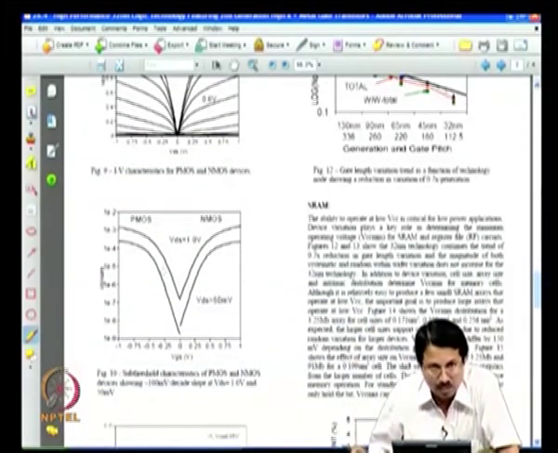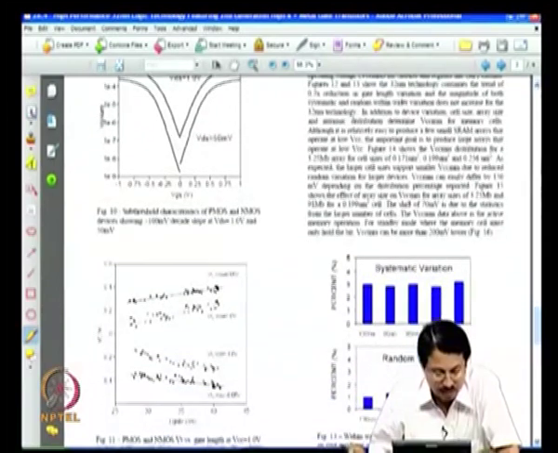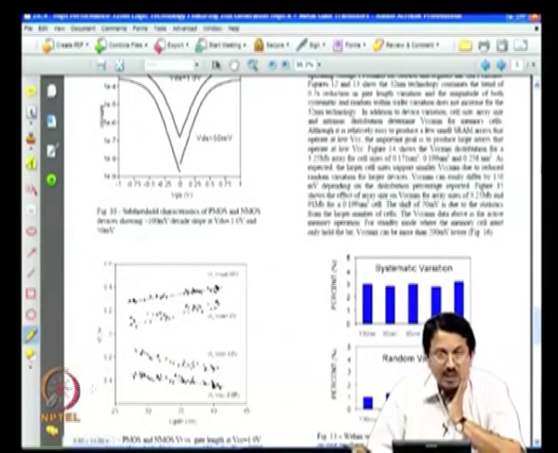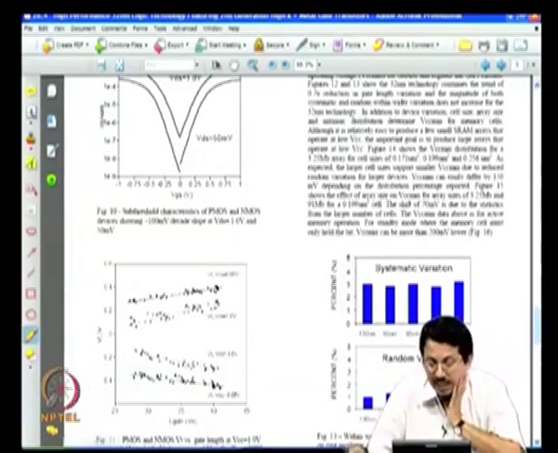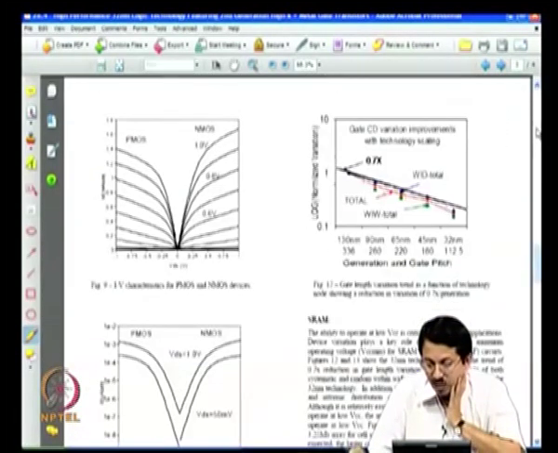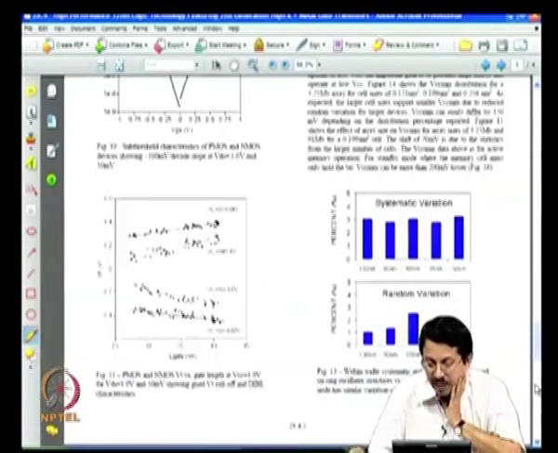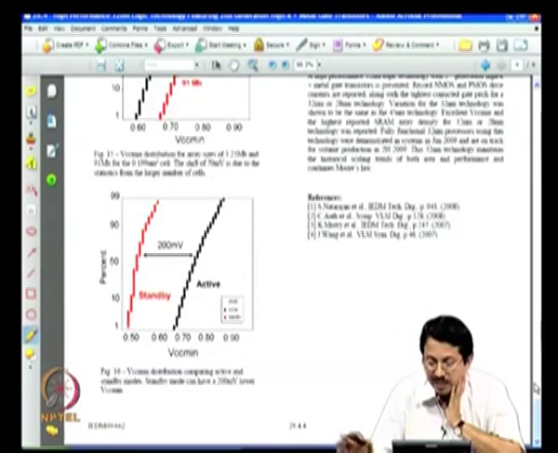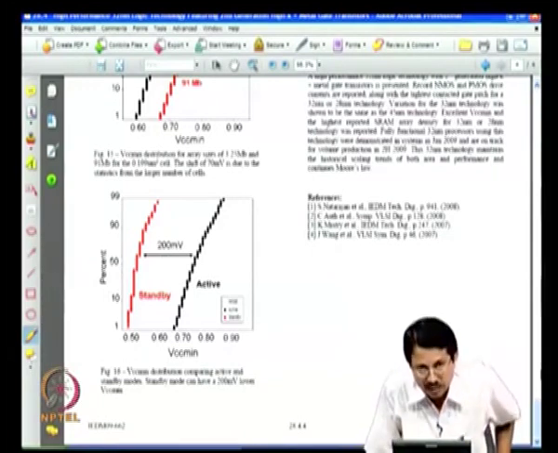This is a typical subthreshold plot that you would see, and typical VT versus length plot. VT is decreasing with decreasing channel length. So, all this is consistent with what we have been discussing, and they have again made an SRAM, and they demonstrate that SRAM works fairly well with this 32 nanometer technology.